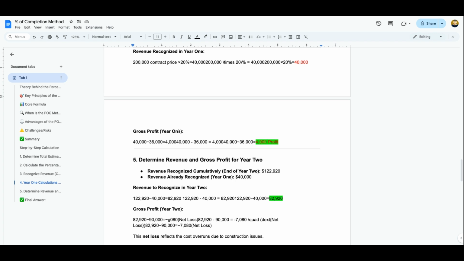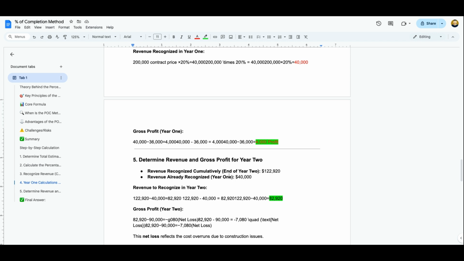So let's do gross profit right away. We know that in year one the cost was 36,000 and the revenue was 40,000. So gross profit automatically comes up to 4,000. Now determine revenue and gross profit for year two. The same thing applies; you just carry on the values.